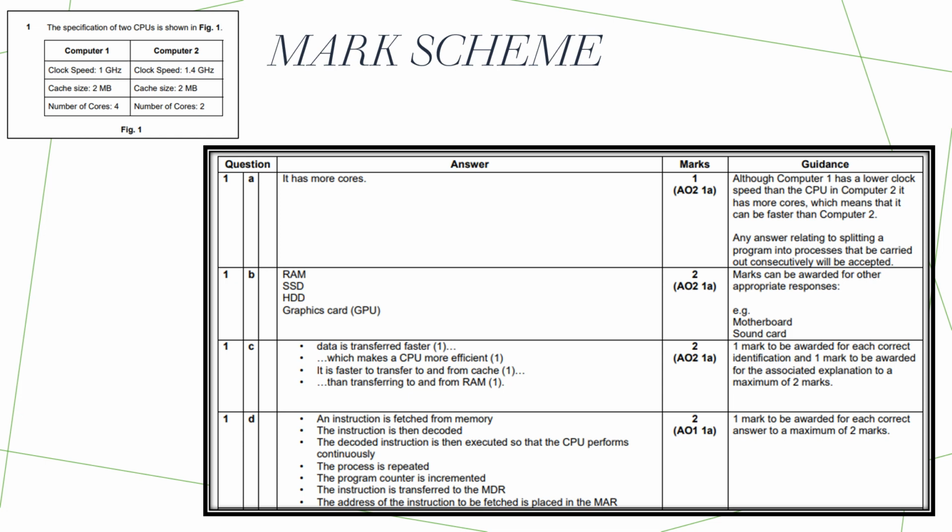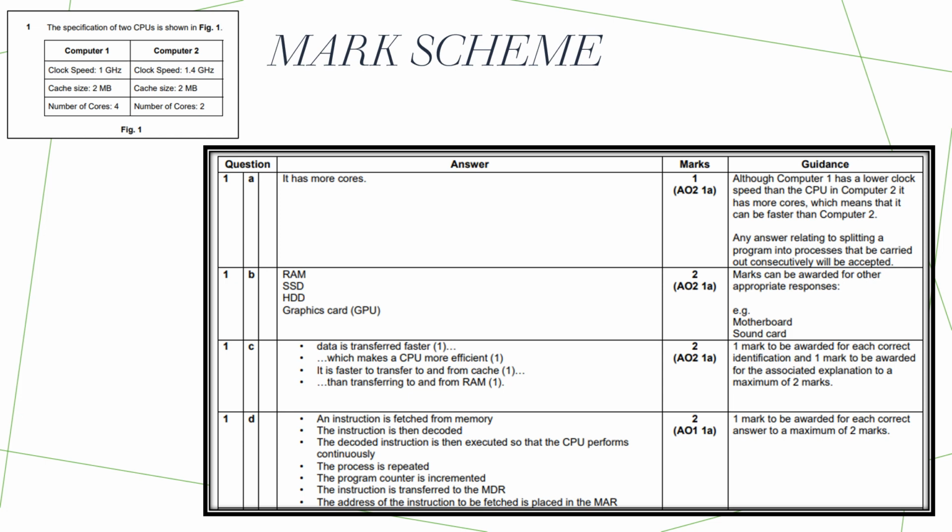For question 1C, it says that you can be awarded marks for saying that the data is transferred faster, which makes the CPU more efficient, or it is faster to transfer to and from cache than transferring from RAM. So essentially, if you've said that cache is the fastest form of memory, then that would get you some marks, or that the cache memory is faster than RAM. Something like that is going to get you the marks for this particular question.